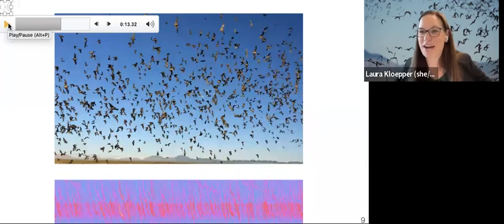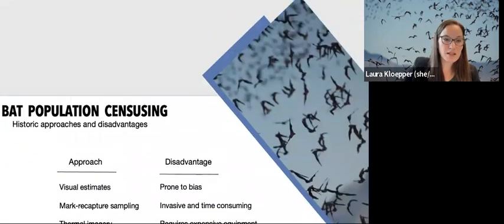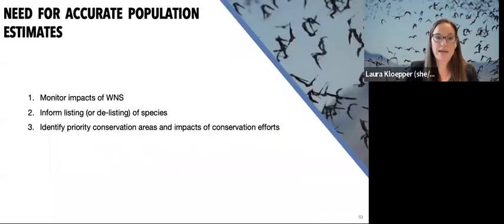So, stop that there. A very complex and chaotic environment. How on earth can we use acoustics, if at all, to count these bats? Well, first of all, let's talk about some of the motivation for counting these bats, period.